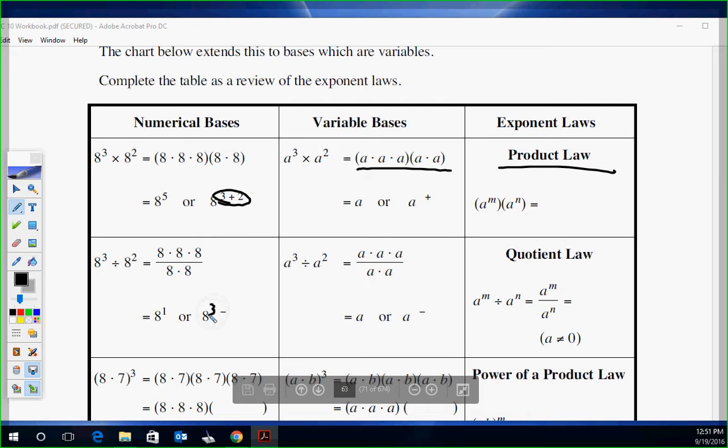Okay. Division, what do you do? You subtract. So it's 3 minus 2. So you're filling in the rules here. Okay. And then it'd be 3 minus 2 to the 1. And this equals a to the m minus n is the law. This is a to the m plus n. So that's product and quotient.